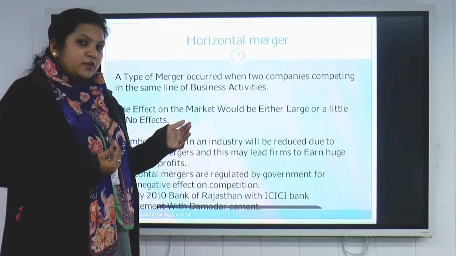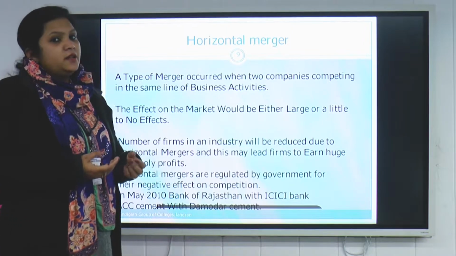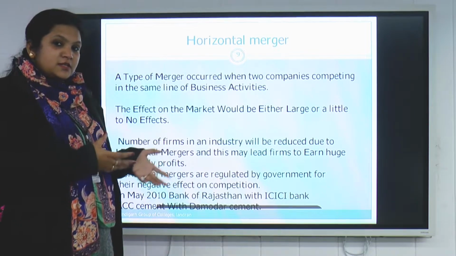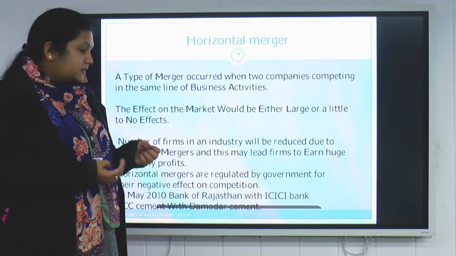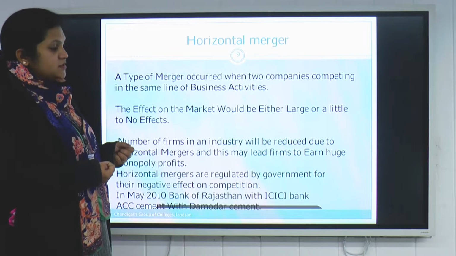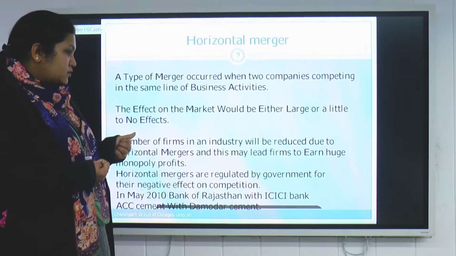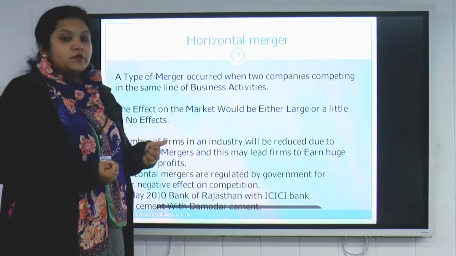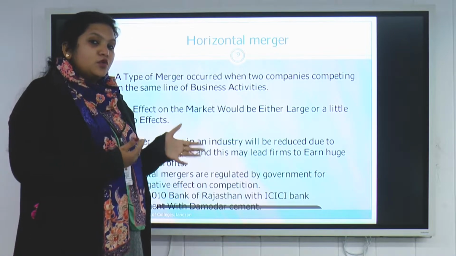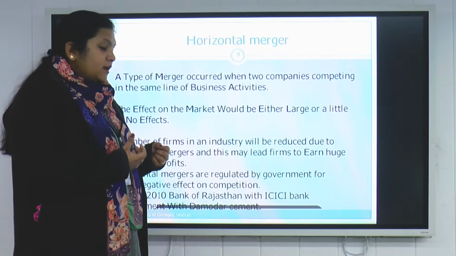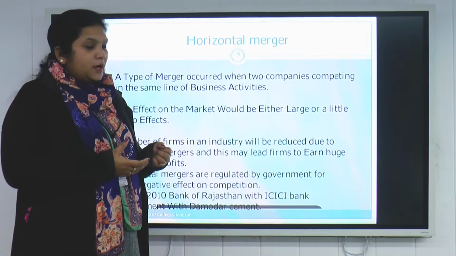बहुत ज़्यादा market को फर्क नहीं आता क्योंकि the only thing that happened was that the people who were using ING Vysya Bank got to get the name of Kotak Mahindra. Right? Number of firms in an industry will be reduced due to horizontal merger, and this may lead firms to earn huge monopoly profits. Basically, the business firms enter into horizontal merger in order to get the monopolistic benefit, in order to earn the monopoly in the market.